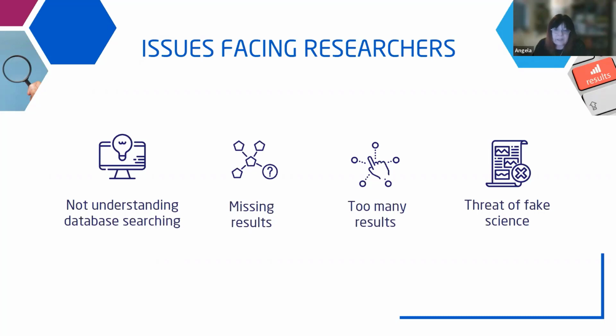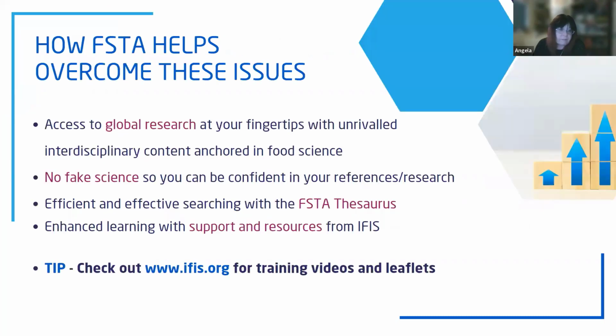So, how can FSTA help? We have the solution to the aforementioned issues. We have access to global research at your fingertips with unrivaled interdisciplinary content that's all anchored in food science. We have a very good policy for reviewing journals, so we're confident that we have no fake science. So you're confident in your research and your references.